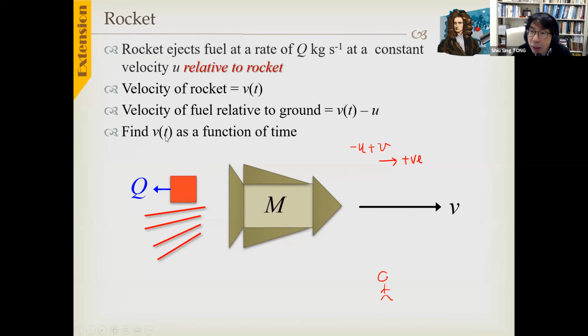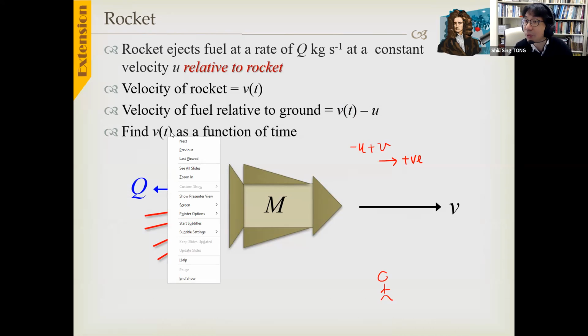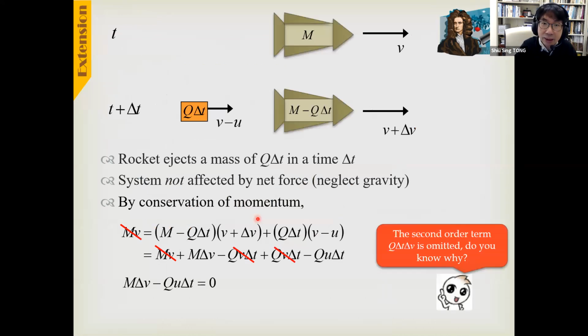Now our task is to find v as a function of time. We want to know how the velocity of the rocket increases with time. So our task is to find how v increases with time when the fuel is being ejected continuously. So let us use momentum considerations. At a certain instant t, the mass of the rocket is m. Now m is changing with time, you notice that. And the velocity of the rocket is v. v is also changing with time.